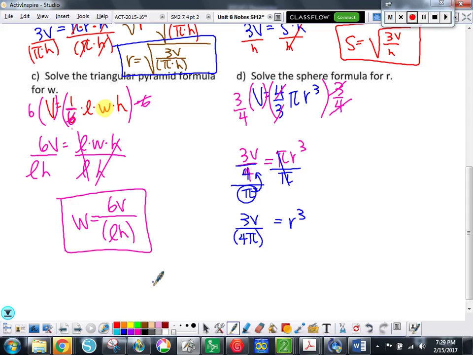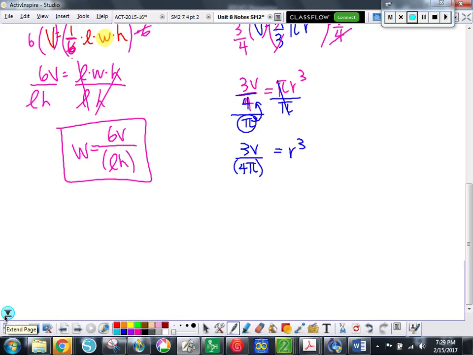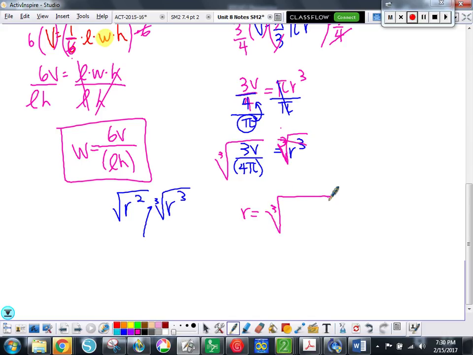And now we just have to get rid of the cubed. If you have a squared and the square root cancels it, what do you suppose will cancel a cube? That's a cube root. This little 3 right here will indicate that it's a cube. So I have to take the cube root of both sides. Please make sure the 3 is inside the little arch thing so it's very clear that it's a cube root. Those will cancel, and R equals the cube root of 3V over 4 pi. That is ugly. That's okay.